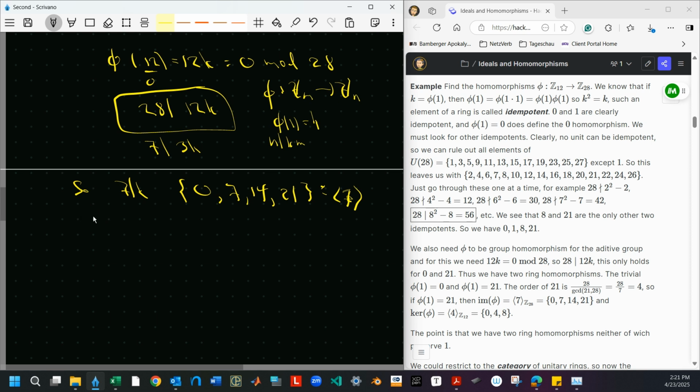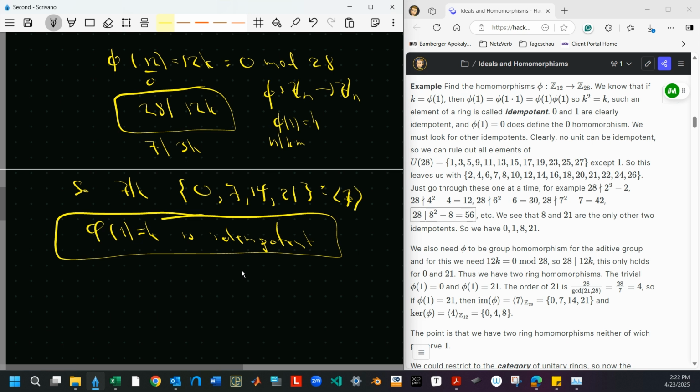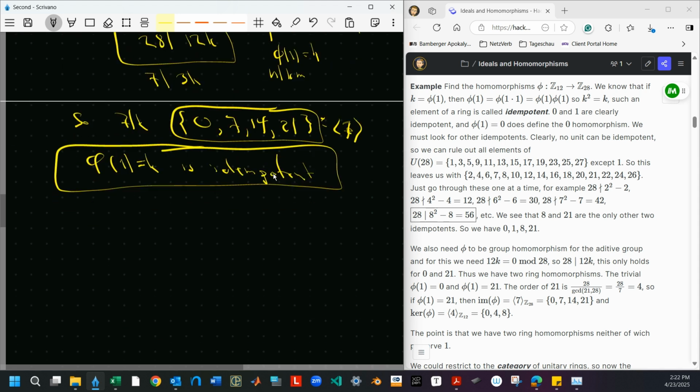So what did we just add about the ring structure? We also need to know that phi of 1, which is our k here, is idempotent. We could have done the opposite thing and looked at Z_28 for all idempotent elements first. But we can restrict this down in 2 ways. Now we can look at this and say which things are idempotent. So 0 squared is clearly 0, so check. Let's just go through this list.